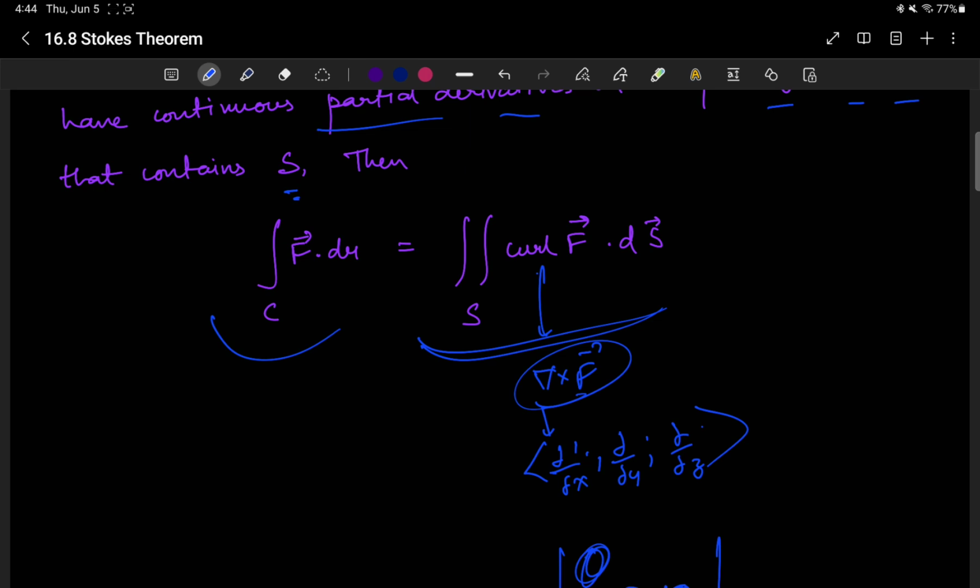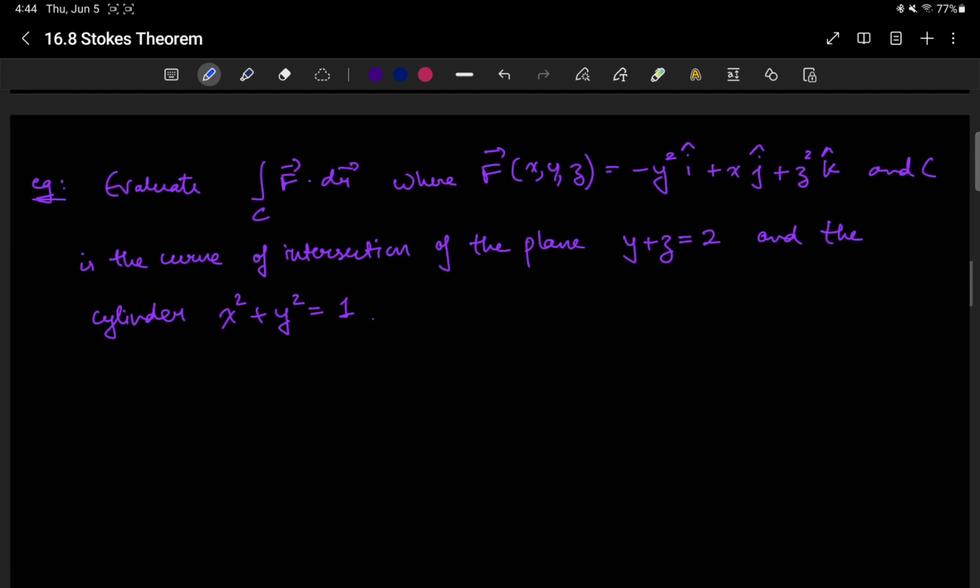So this is just a handy tool for when you're working with a surface integral or with a line integral. Like when you're finding fluxes, you can go back to a line integral and vice versa. Let's look at an example.